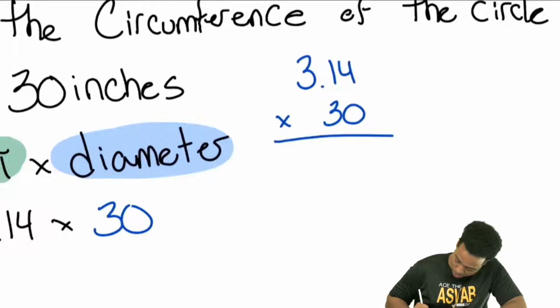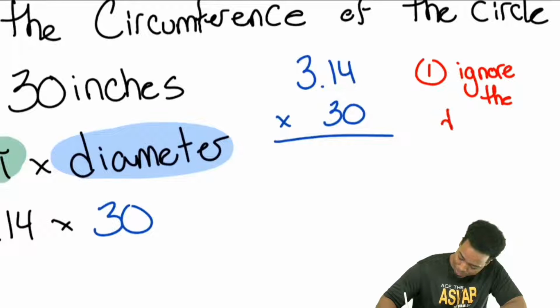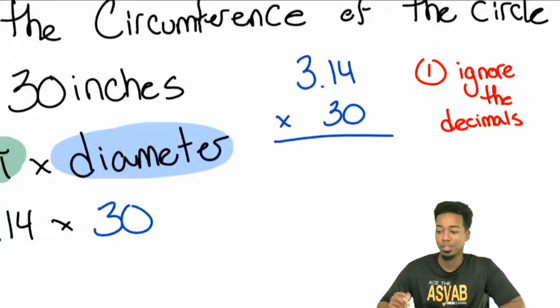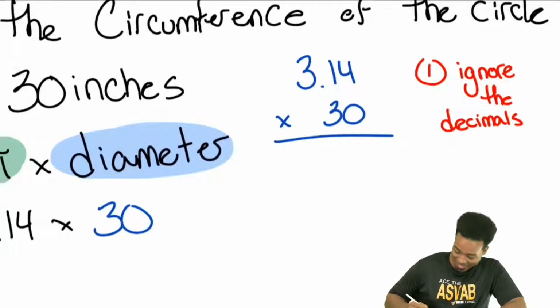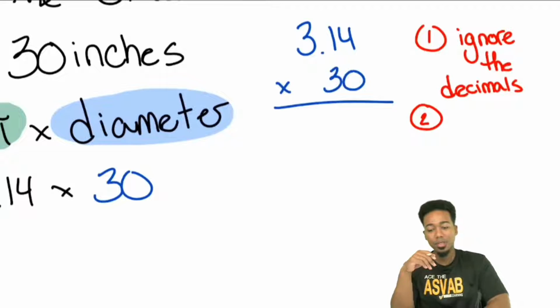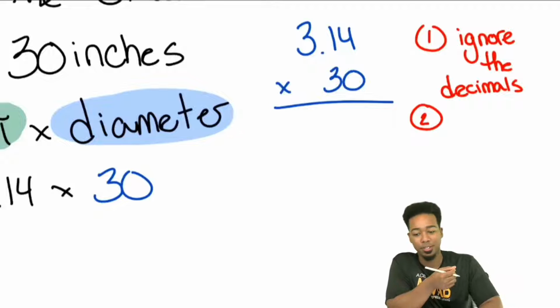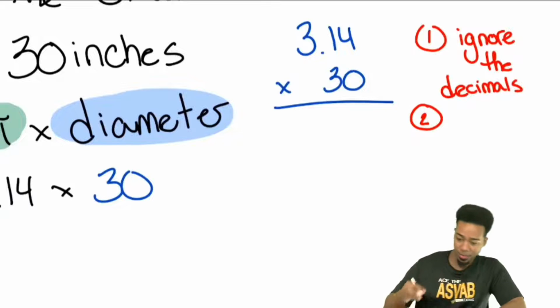So step one right here: ignore the decimals. And excuse me if you hear my dog snoring. He's literally right there and he's being really loud. But ignore the decimals. And number two, once we multiply, what do we do? That's right. We bring them back after.